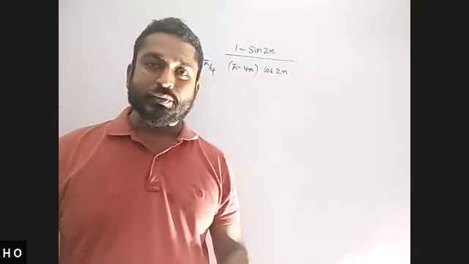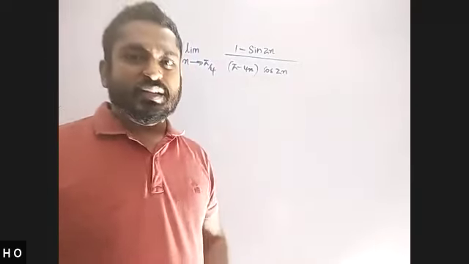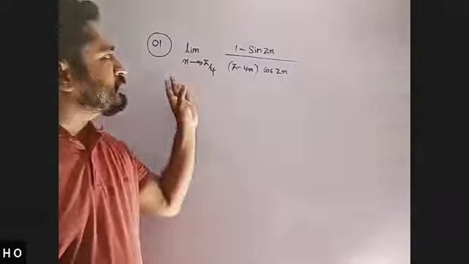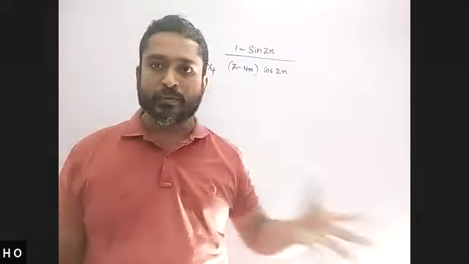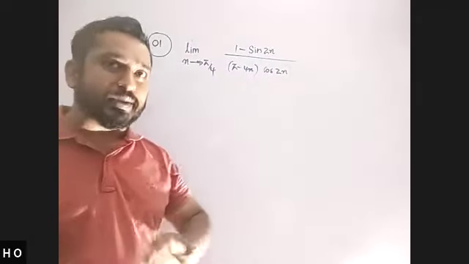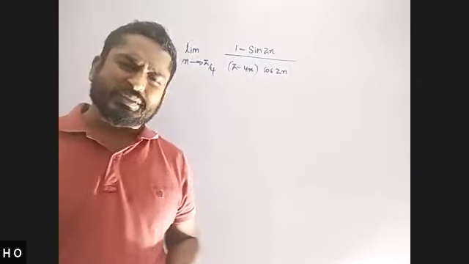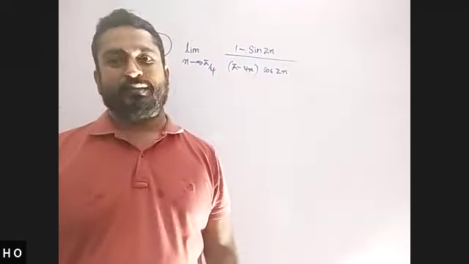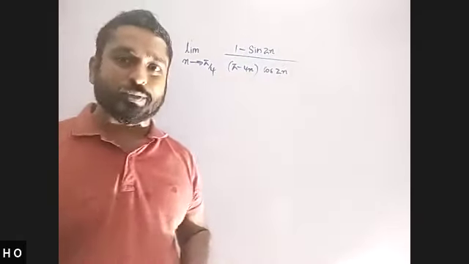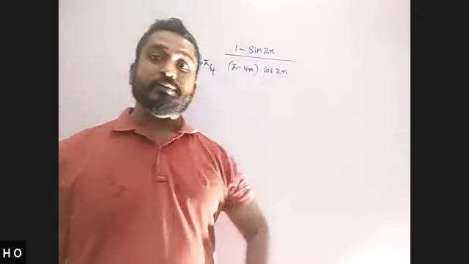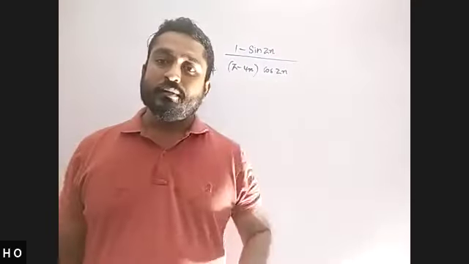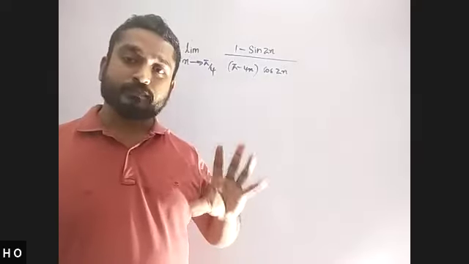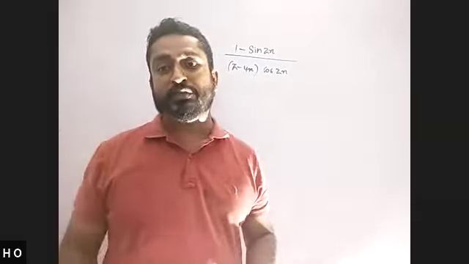Clear? So the thing is, usually when the limit x, which is the variable, tends to some value other than 0, this is going to be comparatively hard, except for some questions. So what we usually do is go for a substitution. When x tends to some value, we have to find that variable which tends to 0.